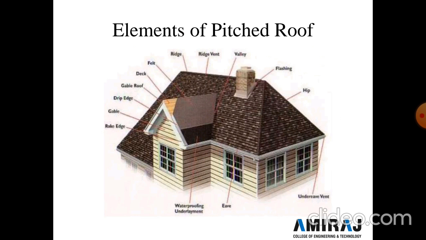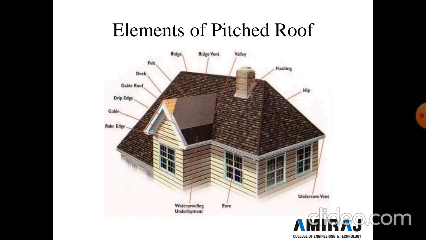This is the highest point where two adjoining roof sections meet, known as a hip. The third element of the pitch roof is a valley. When two sections of the roof slope downward and meet, they create this third element called a valley. Now the fourth element of the pitch roof is the pitch. This refers to the slope or steepness of the roof, known as the pitch.